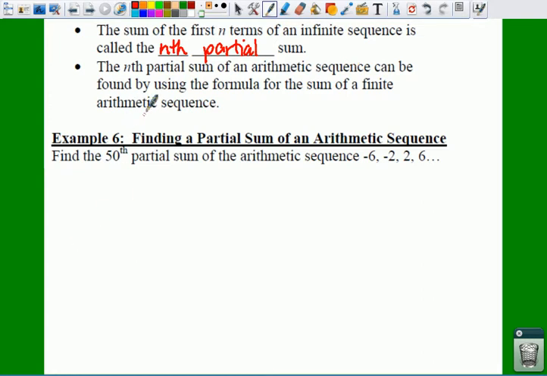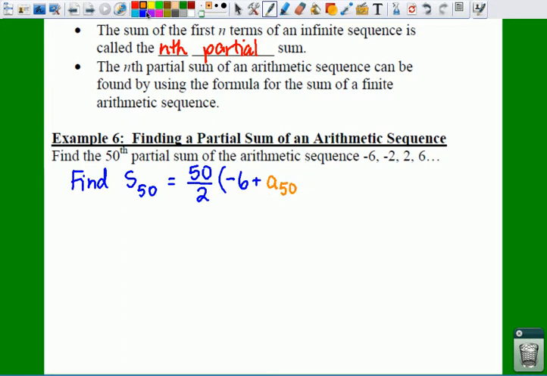We want to find the 50th partial sum, for example 6, of the given sequence: -6, -2, 2, 6. So we need to find S sub 50. That means your n is 50, over 2 times your first term plus your last term. Your first term is -6 plus your last term, which we don't know.